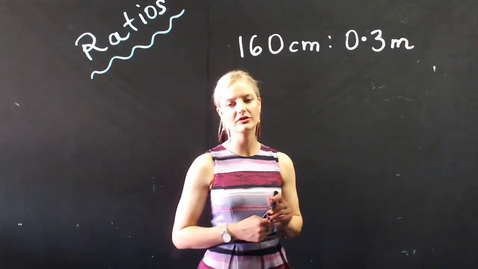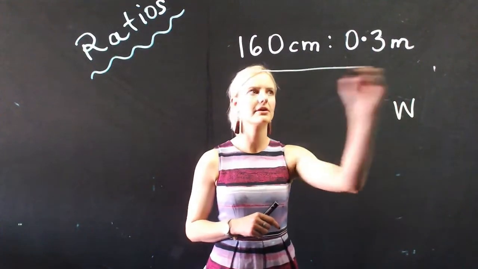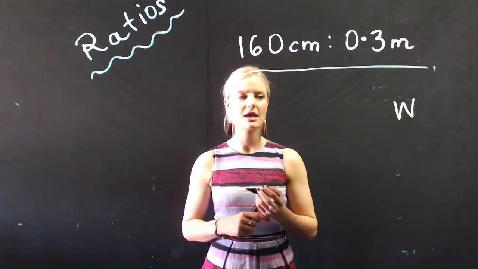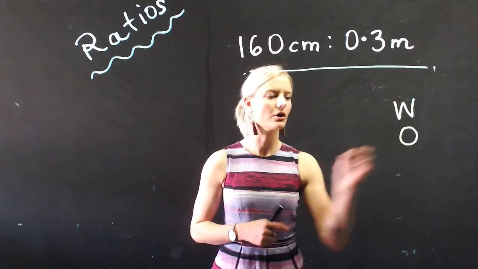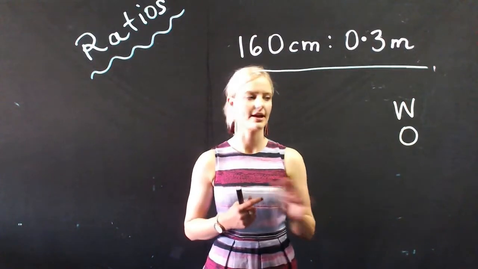Remember about ratios is that you'll always want them to be whole numbers. So, this example up here, 160 centimetres to 0.3 metres, you've got a decimal. We need it to be a whole number. You can also remember O for order. You don't want to muddle these up. Make sure that they remain in the same order at all times.